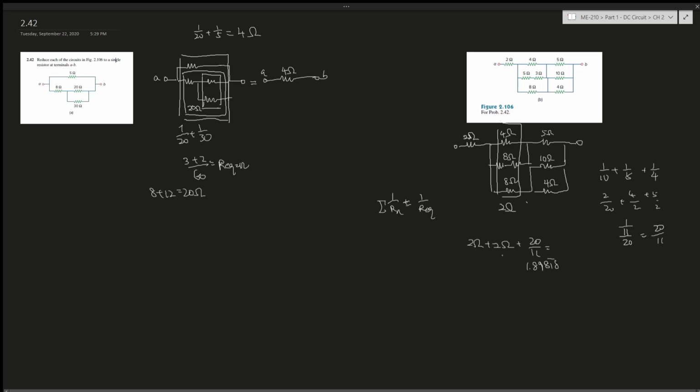You add these all together, and it should give you 5.81, or 5.82 ohms. So simplifying this, it's equivalent to having one resistor with a resistance of 5.82 ohms. All right, cool.